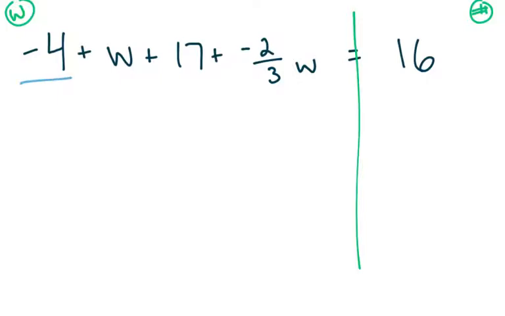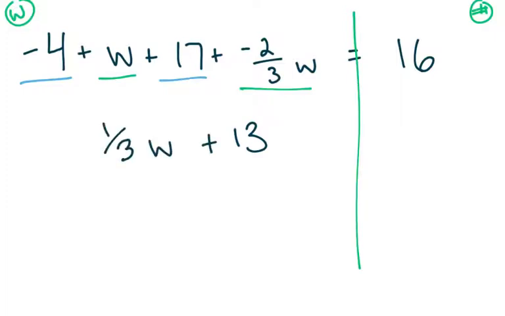So I'm going to do what I can do. So I have a negative 4 and a 17. Numbers go with numbers, so I can actually do that. Negative 4 plus 17, or 17 minus 4 is 13. So I'm going to bring down a positive 13. And then I want to combine what's in green here, the positive 1w and the negative 2/3 w. So 1 minus 2/3 is 1/3. So I have 1/3 of a w left, and that's added to 13. So now that equals 16, and I have a two-step equation to solve.